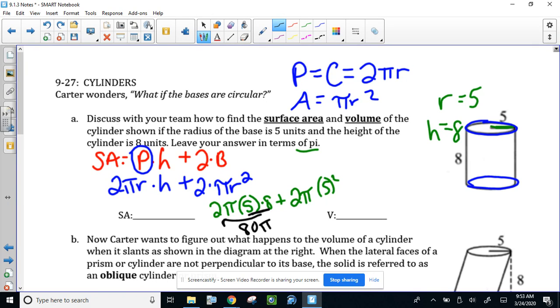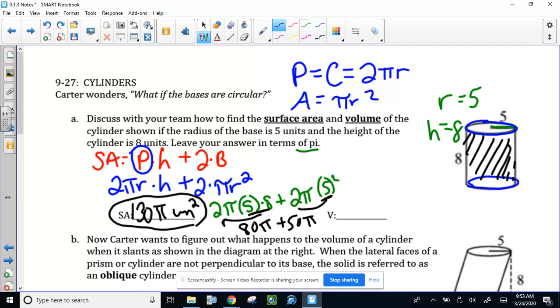That would be all of the curved surface around the outside of our cylinder, and then plus the top and bottom. So our 5 squared would be 25, times 2 would be 50. And then we just add them together, like terms. 80 pi plus 50 pi gives us a surface area of 130 pi. And it's just going to be units because it doesn't say units squared. And that gives us all of our circles plus all of the wrapping around the middle.